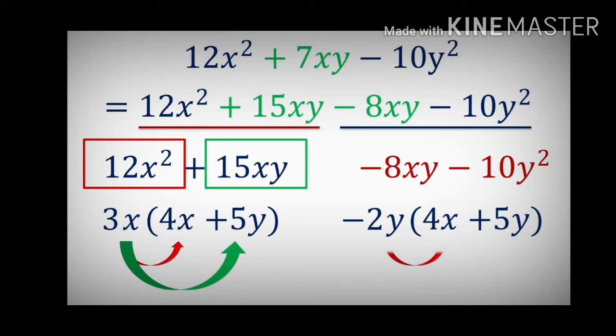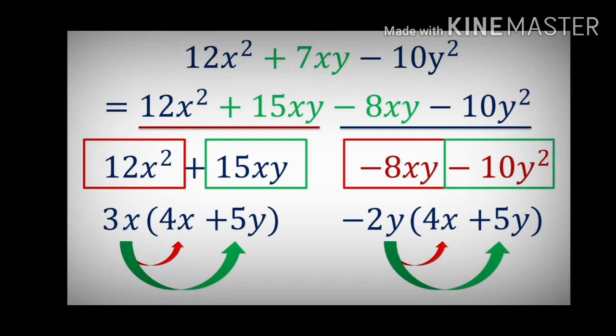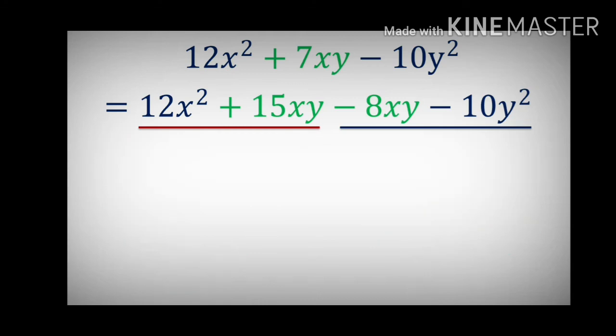Now here we can check our answer. Minus 2y into 4x is minus 8xy, and minus 2y into plus 5y is minus 10y squared. So in this way we can check our answer. So coming back to the problem, 12x squared plus 15xy. We have seen already, we can take 3x as common. Remember the factors of the number and factors of the variables. 3x.